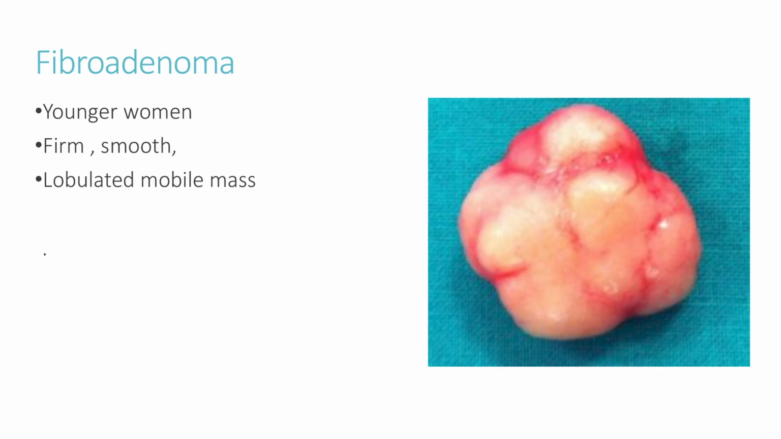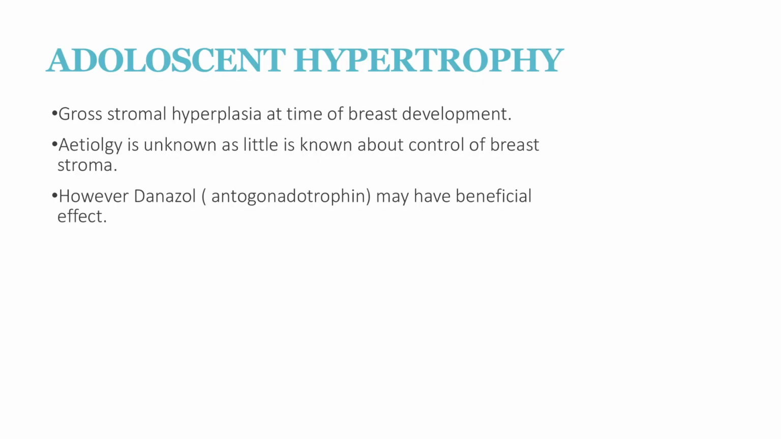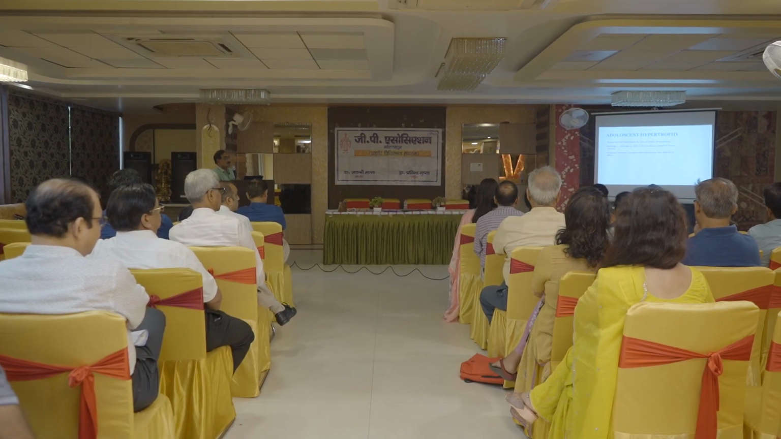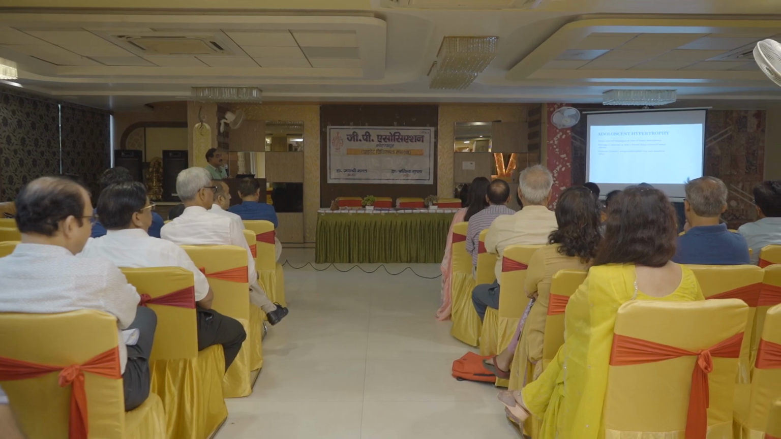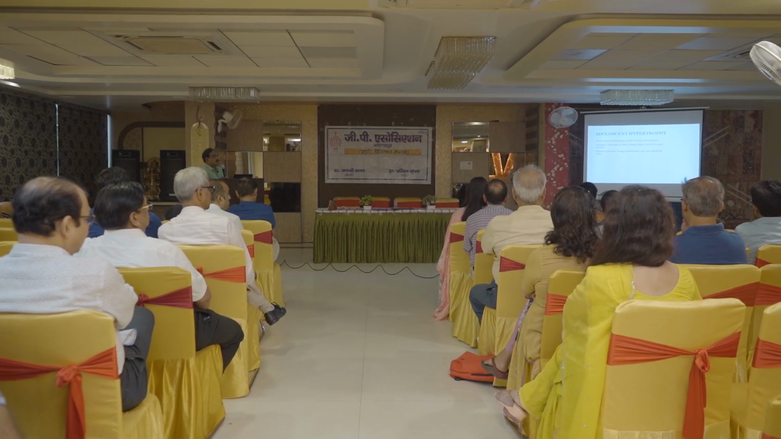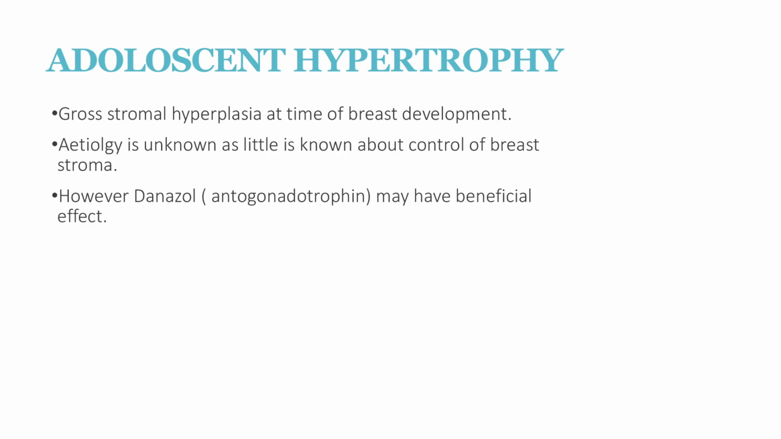Now one more identity, adolescent hypertrophy. You will come across some patients in the clinic with gross stromal hyperplasia at the time of breast development. The etiology is unknown, and little is known about the control of the breast stroma. However, danazol has a beneficial effect on adolescent hypertrophy.